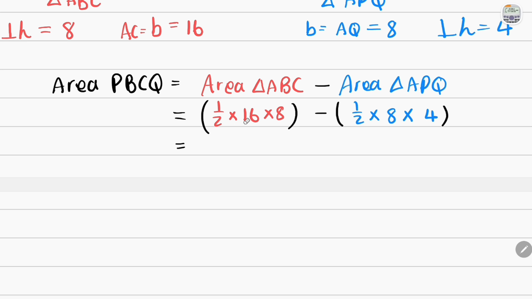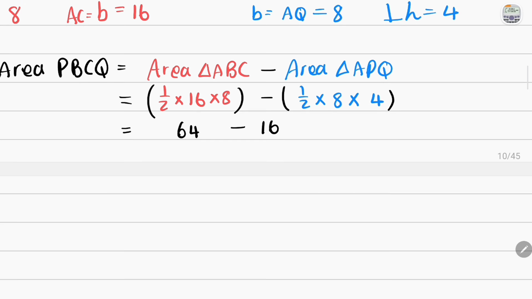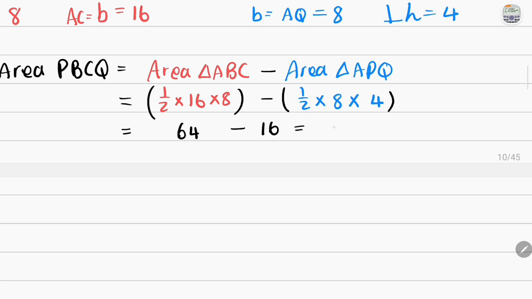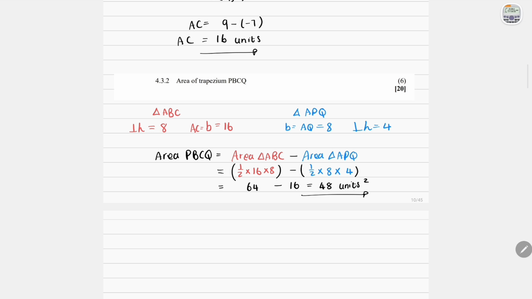So this area will give us half of 16 is 8, and then 8 times 8 is 64. And then we have minus, so these are in squared units, and then we have 16. And then it just is equal to 48. So this is 48. I'm going to say units squared. And that is our answer. And that is it for question 4.